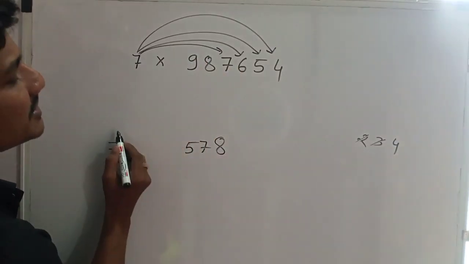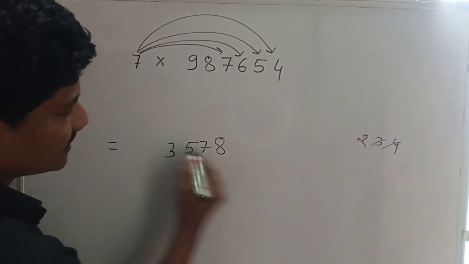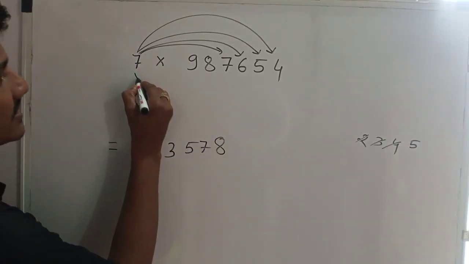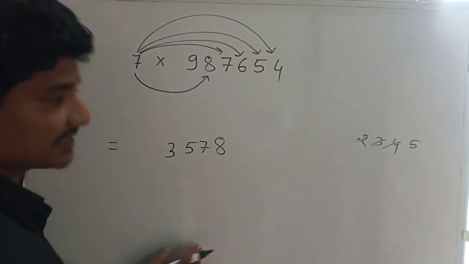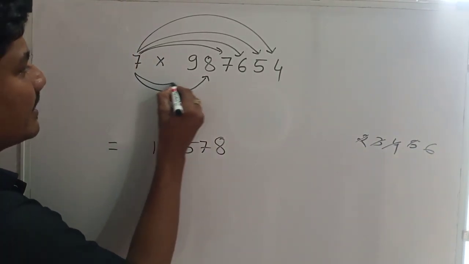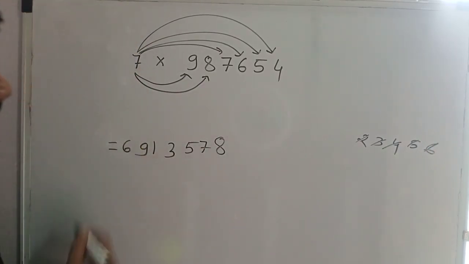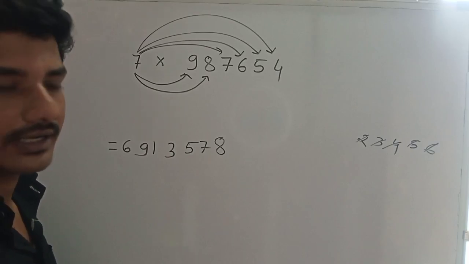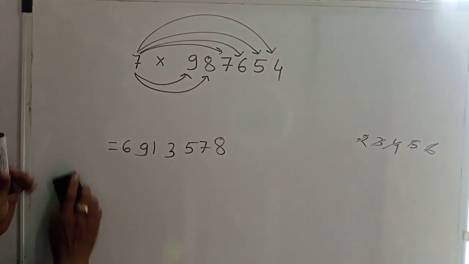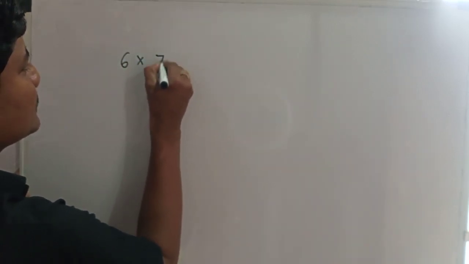7 7s are 49. 49 plus 4, 53. Carry 5. 7 8s are 56. 56 plus 5, 61. Carry 6. 7 9s are 63. 63 plus 6, 69. This is the way to get the answer. Whenever they ask you to multiply a number with a single digit, in one step you will get this answer. Let's proceed with the next number.